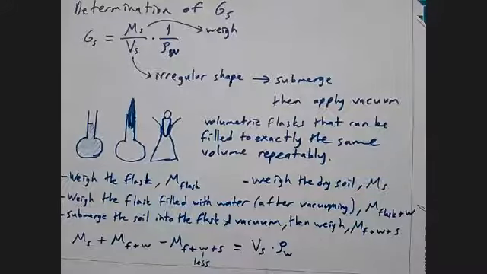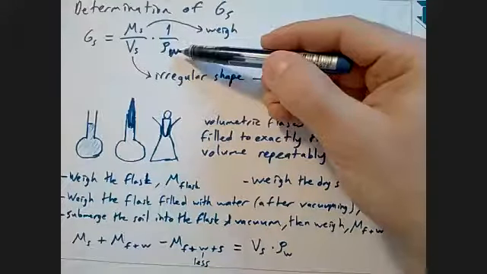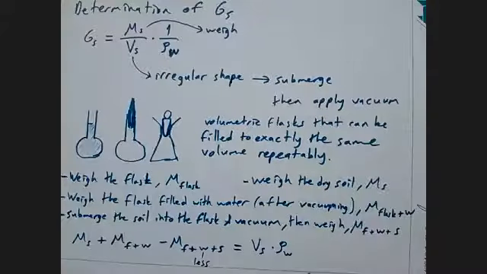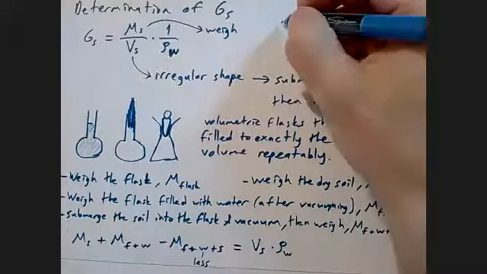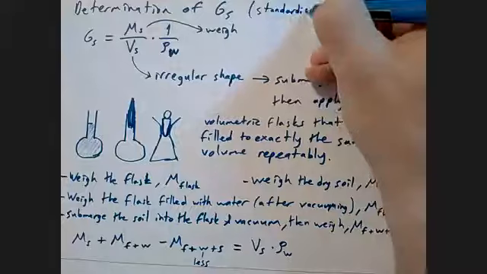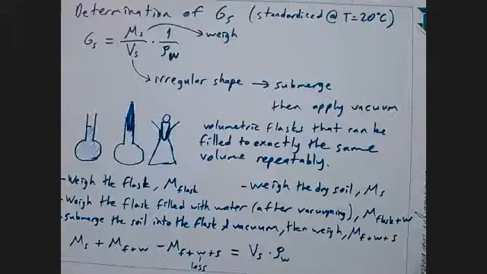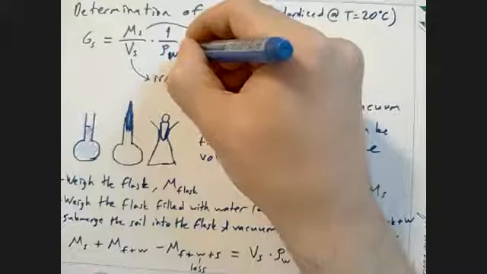And look what we have here. Volume of solid times density of water. So I directly obtained this entire denominator here. So there's a tiny extra baggage here that you need to consider, and that baggage is the specific gravity of solids is standardized at 20 degrees Celsius. So this density of water is at 20 degrees Celsius.